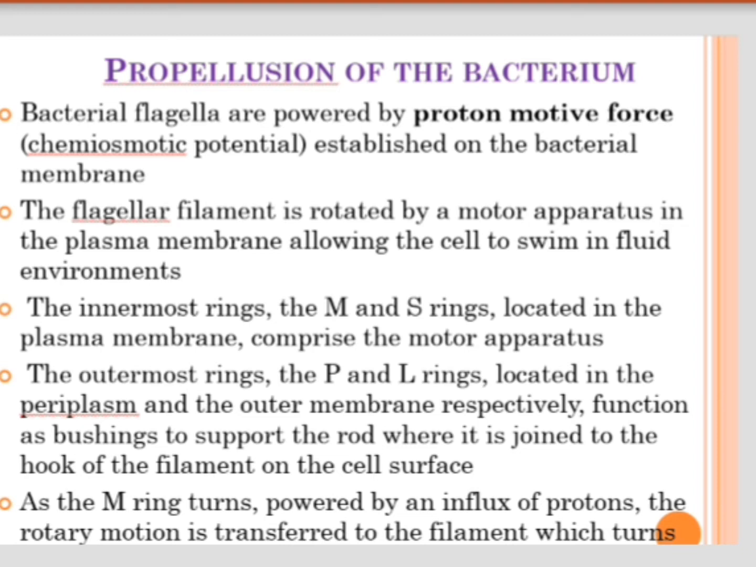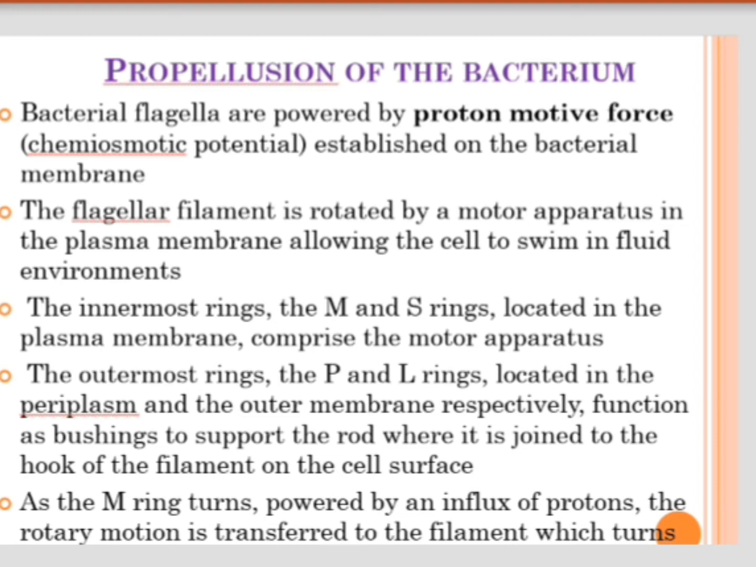This motor apparatus, which is part of the basal body, is composed of 4 rings, 2 outer rings and 2 inner rings. The innermost rings are the M ring and S ring. The inner rings are located in the plasma membrane and comprise the actual motor apparatus, and the outer rings are the P and L rings. The P ring is located in the periplasm and the L ring is located in the outer membrane. This L ring is seen mainly in gram-negative bacteria.